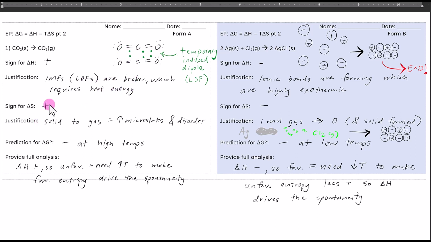Okay. So when that happens, what's the sign for entropy? Positive, because as you can see, this is more ordered in the solid state, and they'd be free roaming gases, which would increase microstates and disorder. So entropy would be positive. The prediction for free energy would be that this term is favorable, but the fact that it requires heat to do that is unfavorable. So you want this term to win, which it will at high temperatures.